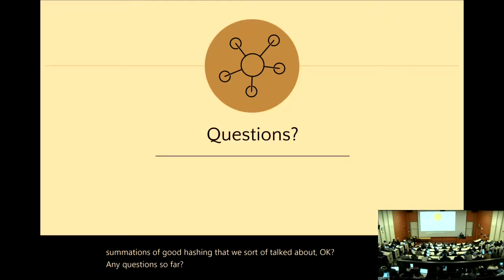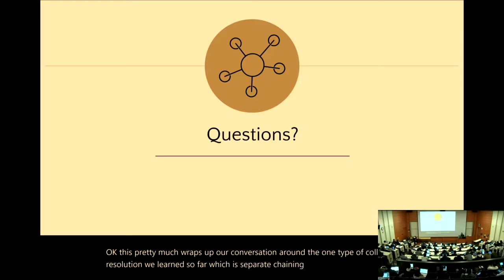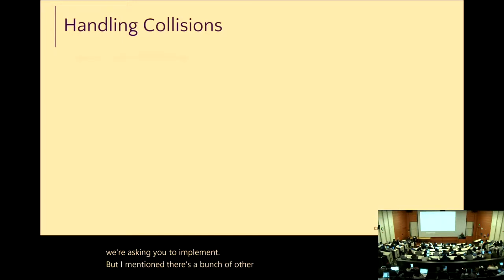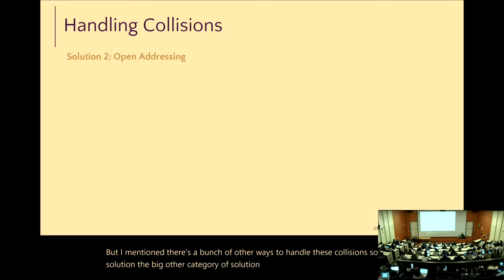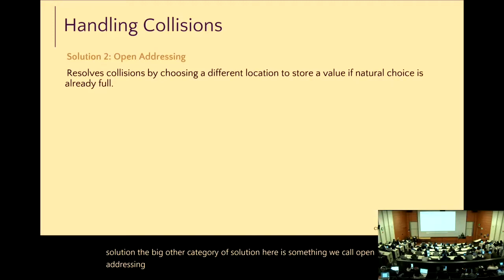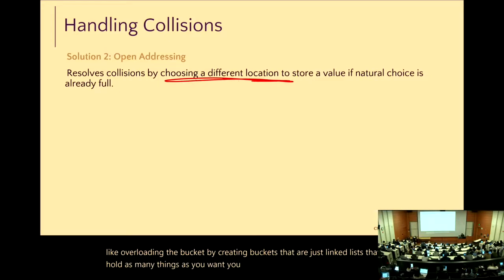Okay. This pretty much wraps up our conversation around the one type of collision resolution we learned so far, which is separate chaining, which is the type we're asking you to implement. But I mentioned there's a bunch of other ways to handle these collisions. The big other category of solution here is something we call open addressing. Instead of overloading the bucket by creating buckets that are linked lists that can hold as many things as you want, you instead just choose a different location if the natural choice is already full.